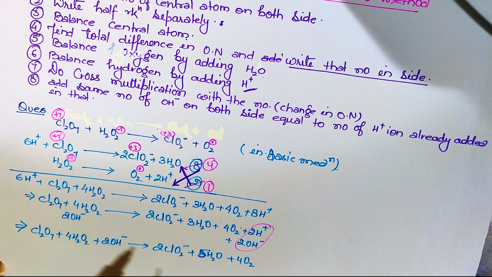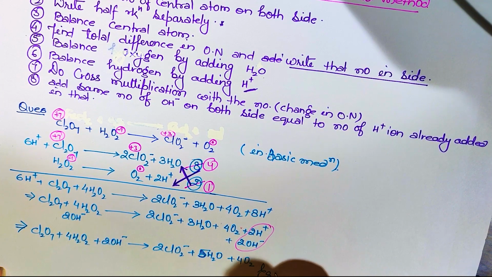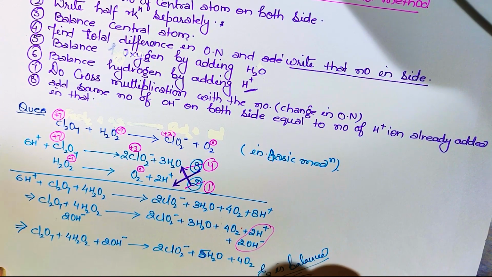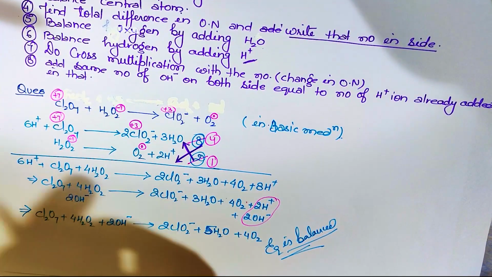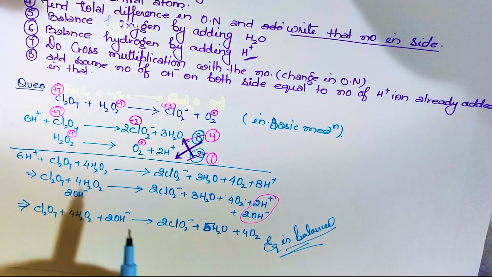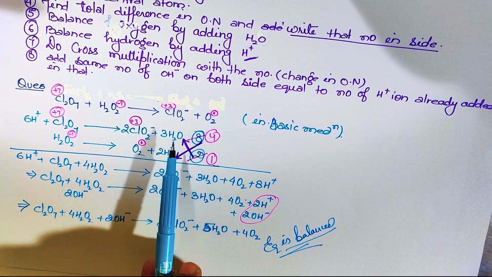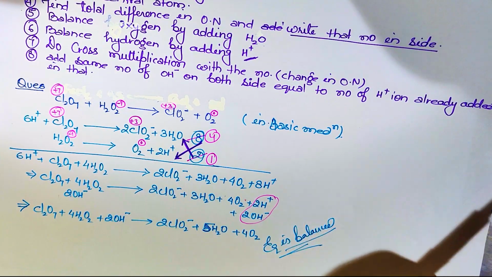So all are balanced. Check the charge, -2, and here also -2. So the equation is balanced. Got it? Any doubt in this case? So what is the only difference? In that case we were multiplying by such a number so that the number of electrons will be equal, but in this case we have to just do the cross multiplication. I hope you got it.